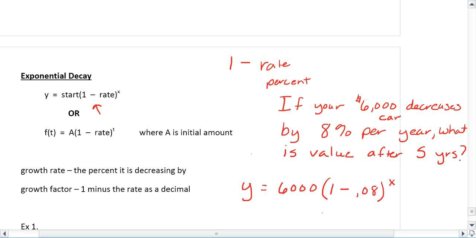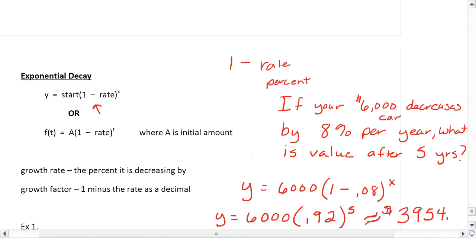So let's go ahead and subtract that. And that would give us a growth of 0.92. And that also makes sense because if you're losing 8% per year, you are keeping 92% per year. So now let's put in the 5 years for the exponent. And we get about $3,954 for the value after 5 years.